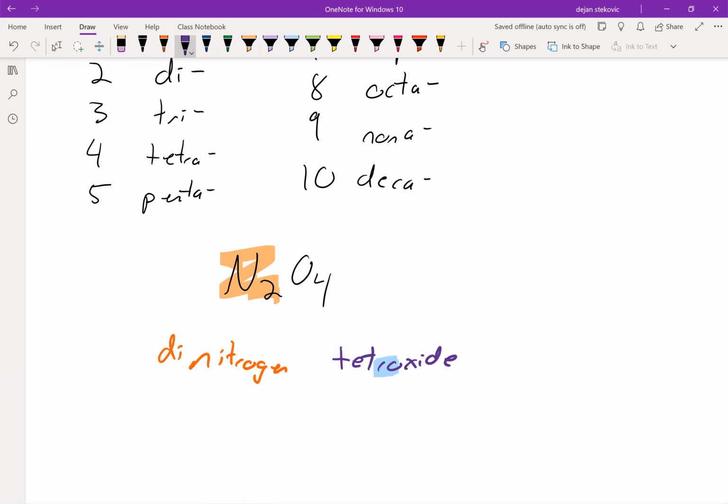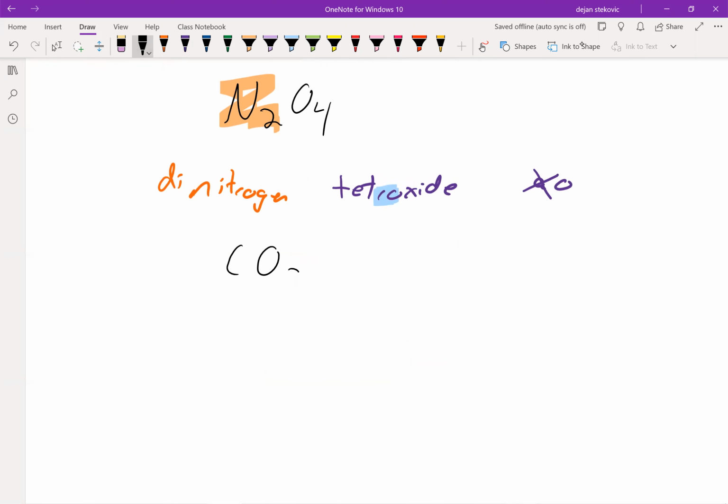And that's just an English language thing. We don't put an A and an O next to each other. We'll cross out the A and just leave it as tetroxide, right? Instead of tetraoxide.